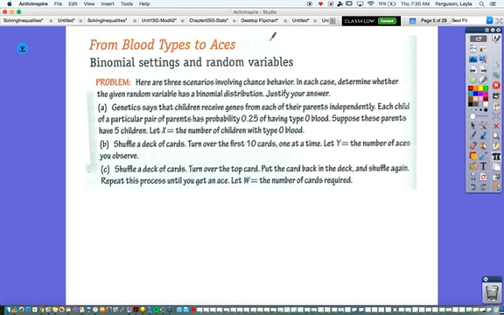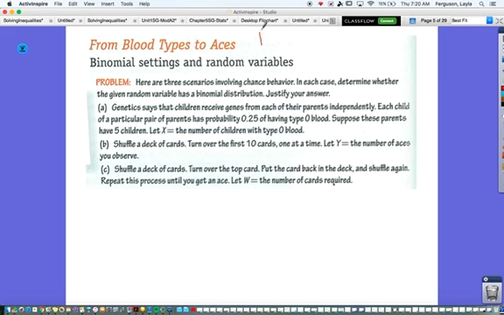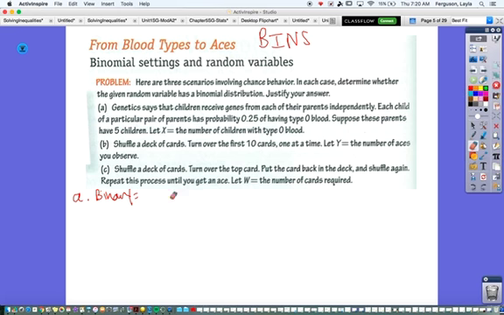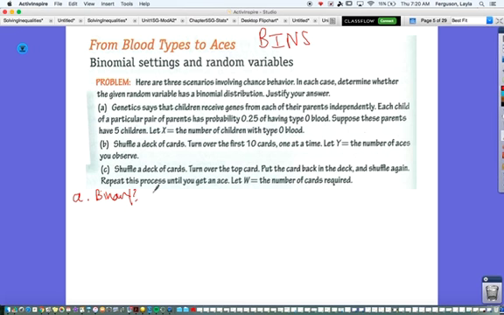In order for us to check whether this is a binomial distribution, we have to go through BINS. For A, the first one is binary. Do we have either success or failure? Because it's asking us about children with type O blood, a success would be type O, and a failure would equal not type O.